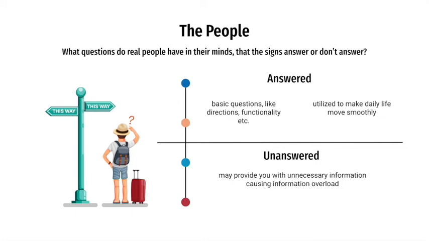The unanswered, or the signs that don't answer, they can provide you with unnecessary information, causing information overload. You could be crossing over a track and it could say something about 5 miles down to the park. It could say children in the area. It could say a whole plethora of things, but that doesn't give you the pertinent information about crossing the track. So that is definitely an unanswered. So there are a lot of things that people have as far as questions in their mind, and it's something to keep in the back of your mind when it comes to signs.